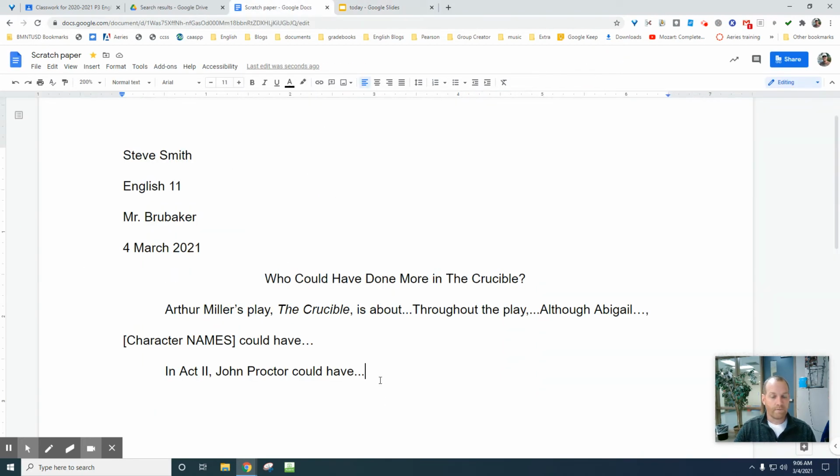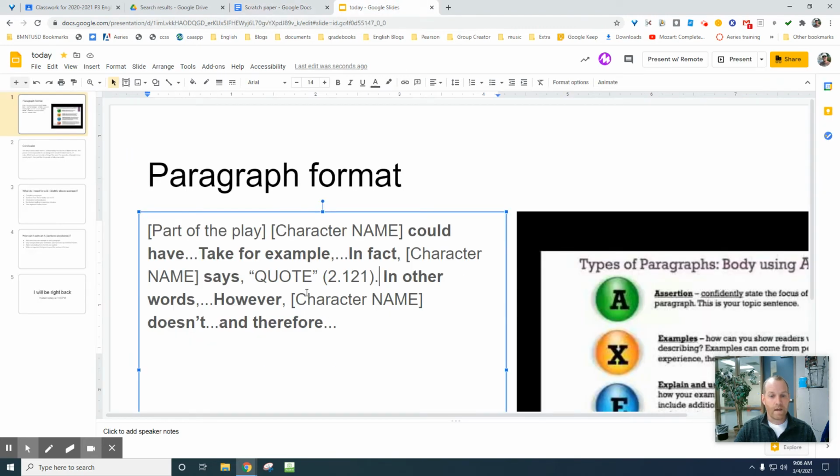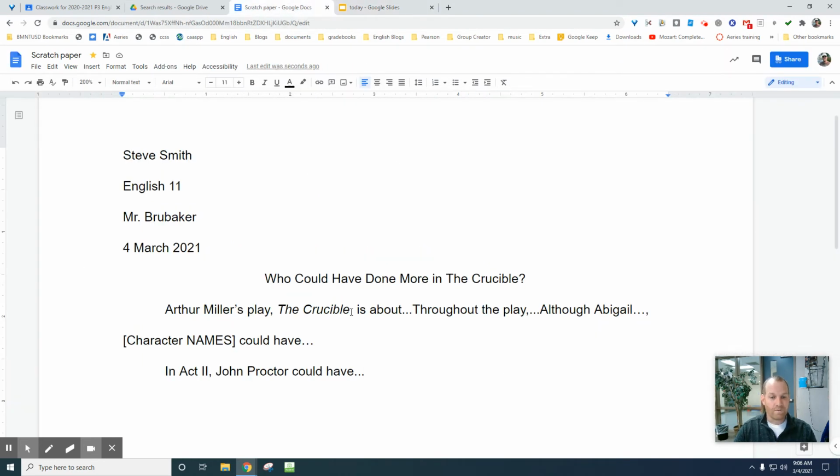And then I would finish off that paragraph by ending with, however, John Proctor doesn't do that, and therefore here's how things don't work out. The problems in the play continue. And then once I'm done, press Enter and Tab, and then I could go to the next act, right? So maybe I'd say in Act 3. And really, you're going to have 3 body paragraphs because I want you to focus on Act 2, Act 3, and Act 4.